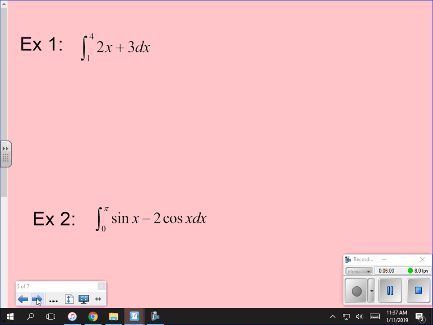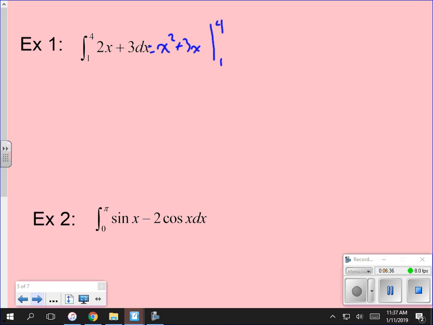Okay, the integral from 1 to 4 of 2x plus 3 dx. This is one where I think the dx is important. I know what I'm going to have to anti-differentiate to be able to do my evaluations. Okay. So here's what you do. You take the antiderivative of 2x plus 3, which equals x squared plus 3x, evaluated from 1 to 4. No, don't need plus c because it says any antiderivative.